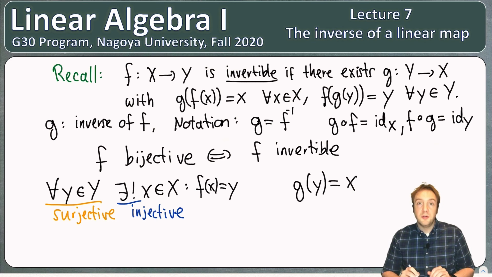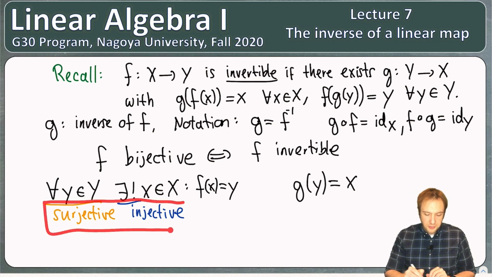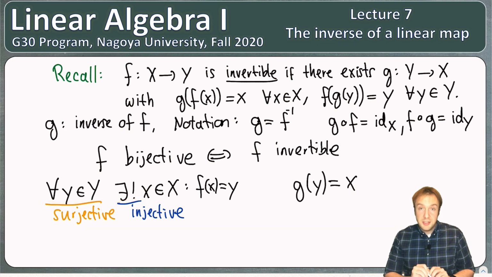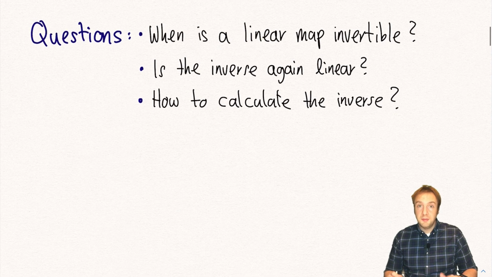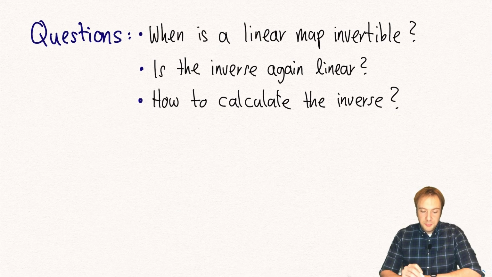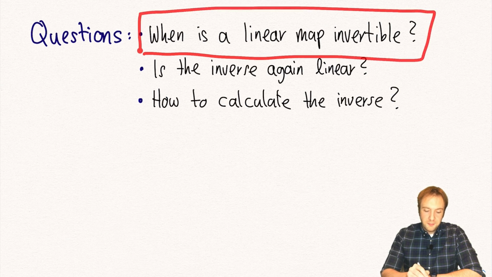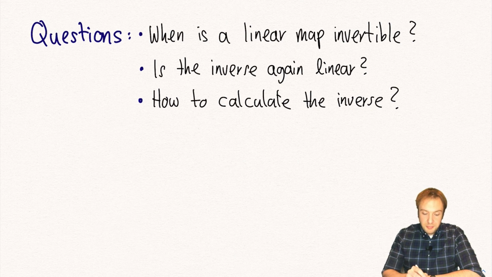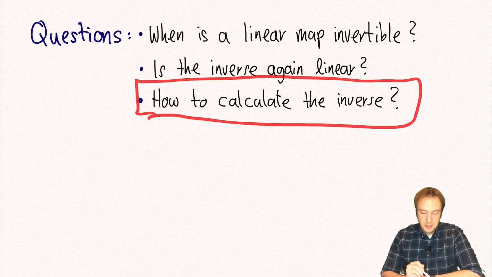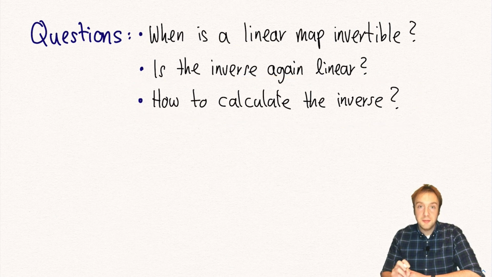So this is now for functions in general, but we are interested in linear maps, and for linear maps we already had a lot of examples for surjective and injective, but now we will be interested in when this linear map is bijective, meaning when it's invertible. So first we will ask, when is this the case? So which linear maps are invertible? And if a linear map is invertible, then we have this inverse function. And the question is, is this function also a linear map? So this is the second question. And then in the end, we want to answer the question how we actually can calculate this inverse.